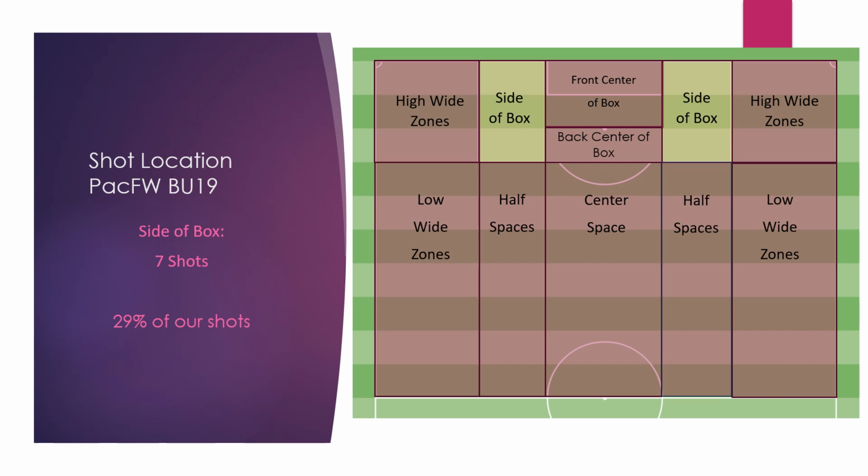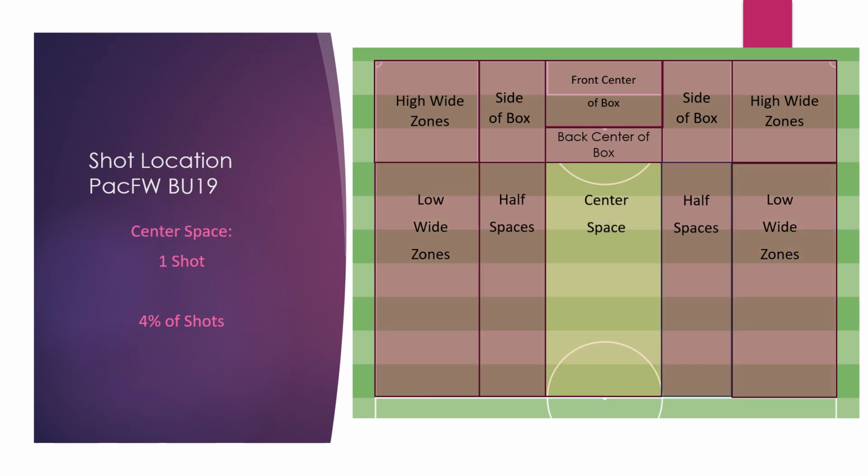Our next most popular area to shoot from is from the side of the box. That's 7 shots, or 29% of our shots. Third most popular is the back center of the box, 5 shots for 24% of our shots. We did have 2 shots from those half spaces. We were getting really adventurous once from these low wide zones. And we had 1 shot from the center space.